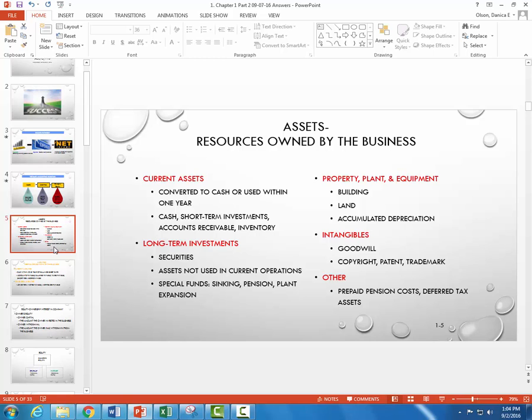We have intangibles, those assets that lack physical substance, such as goodwill, a copyright, a patent, or a trademark. If the asset doesn't fit in the first four categories, we consider it an other asset.